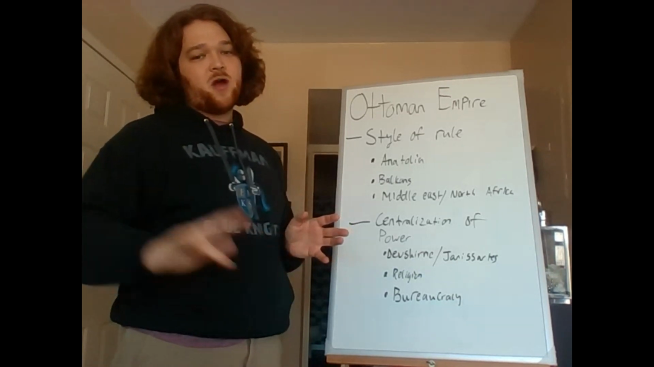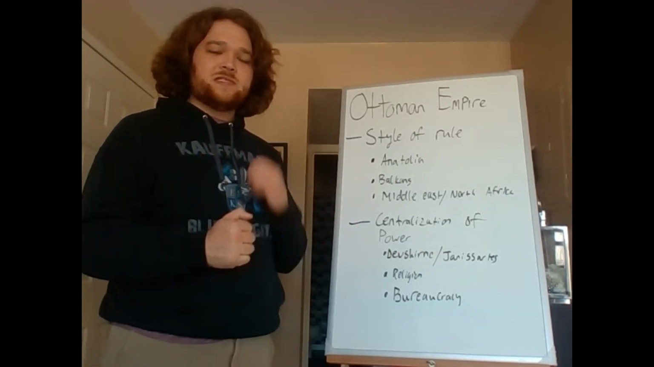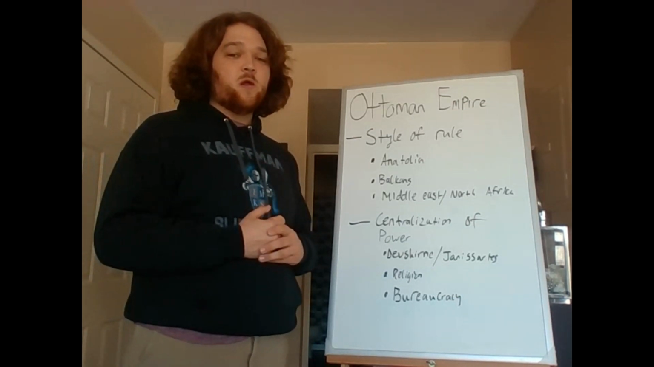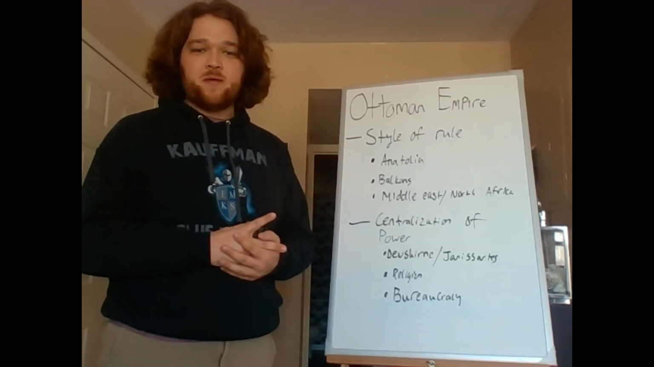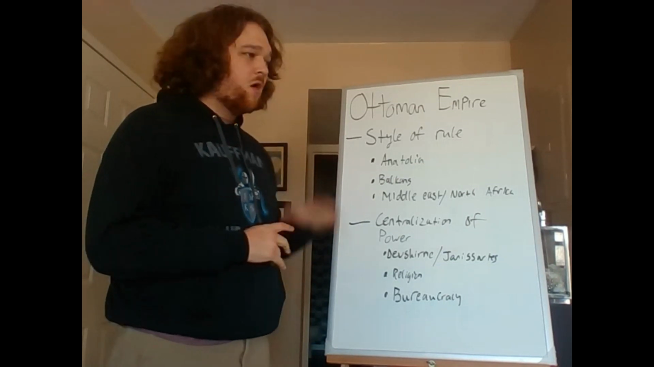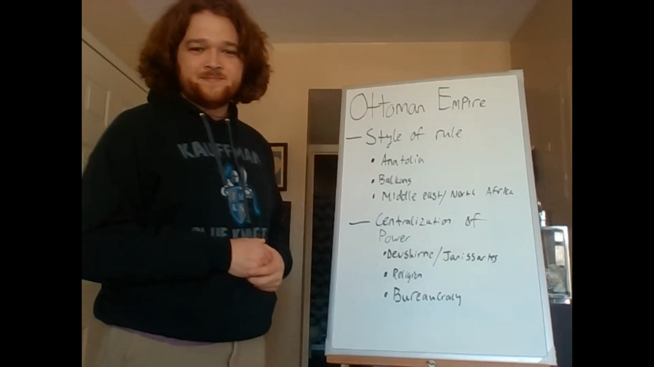What we're going to see later on in period 5 and 6 is the Ottoman Empire really take part in European politics and slowly start to, over time, succumb to European power. But that'll be later on when we get to period 5. Overall, this is the Ottoman Empire.